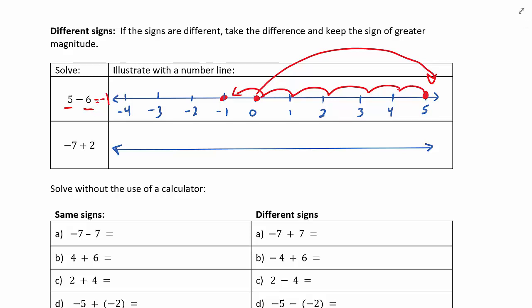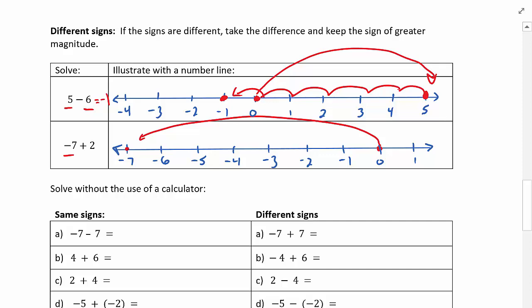Let's do the next one as well. We have -7 plus 2. We have to make sure we get -7 on there. So I'm going to start my scale at -7 and work my way up, going in the positive direction. So once again, we'll start at 0 on the number line. We'll go to -7 all the way over here. And then we're going to add 2 to that.